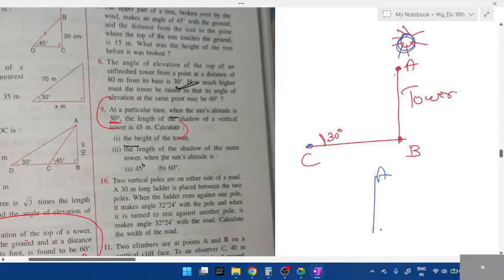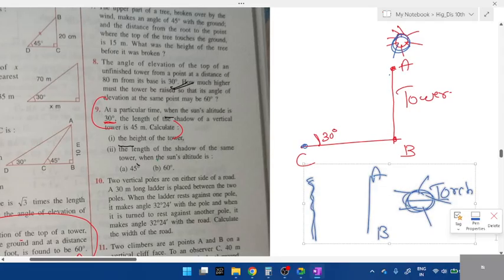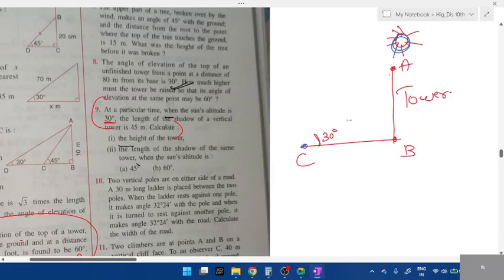But if AB is like this, if you show a torch, where will the shadow fall? It will fall in the opposite direction, right? Do you think the sun can be opposite like this? Have you seen the sun like this or on top? The sun is always on top, right? So where does our shadow fall? Our shadow falls on the ground.